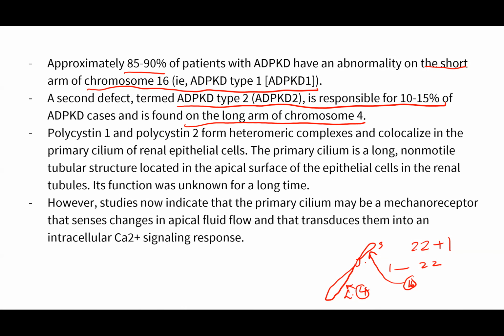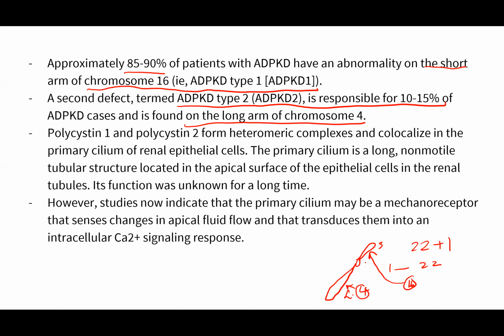Polycystin 1 and polycystin 2 form heteromeric complexes and colocalize in the primary cilium of renal epithelial cells. The primary cilium is a long, non-motile tubular structure located on the apical surface of epithelial cells in the renal tubules. Its function was unknown for a long time. However, studies now indicate that the primary cilium may be a mechanoreceptor that senses changes in the apical fluid flow and transduces them into an intracellular calcium signaling response.